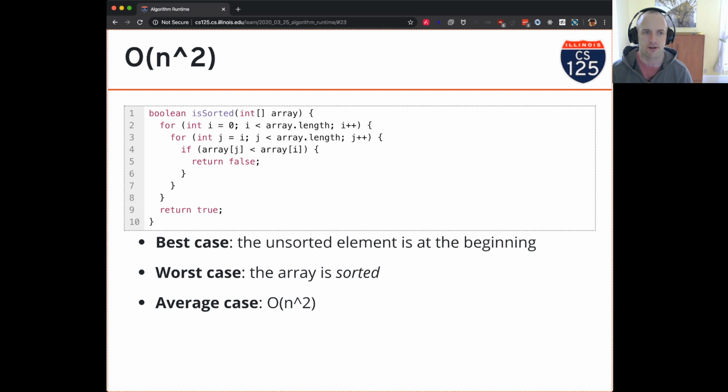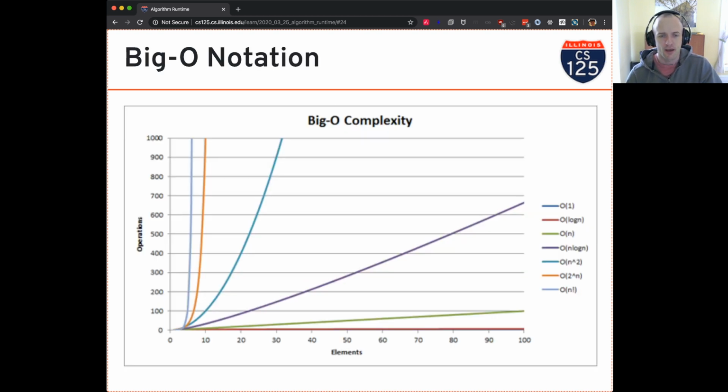Because on average, the outer loop is going to run n over 2 times, and the inner loop runs n times each time the outer loop runs, and so this works out to like n squared over 2, but again, we're going to ignore the constant factor there. All right. And so again, what we were looking at right here is an n squared algorithm, right?